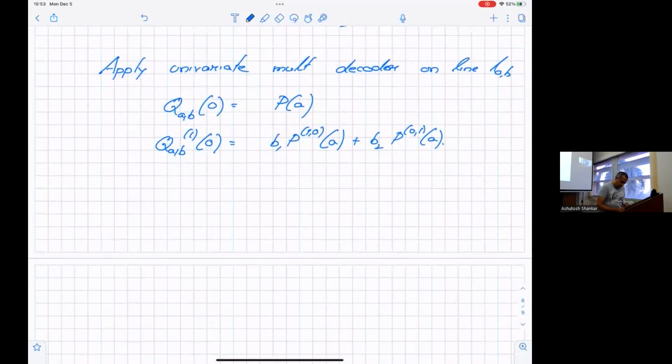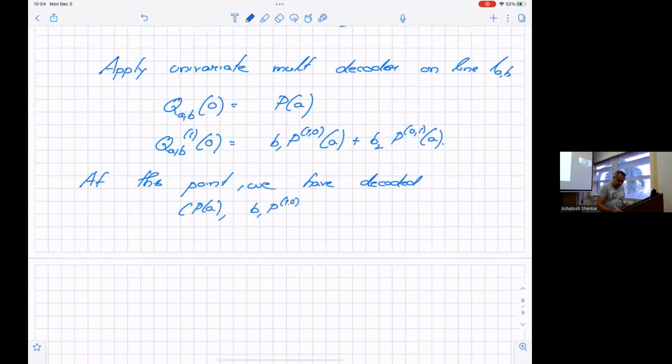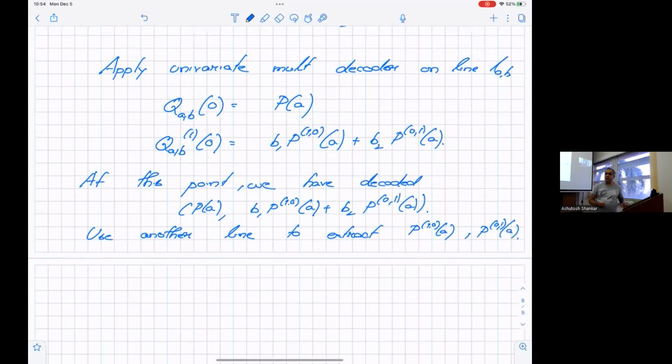At this point we have decoded P of A and B1 P10 at A plus B2 P01 at A. Use another line to extract P10 at A and P01 at A. So that's actually the entire local decoding process for this one.